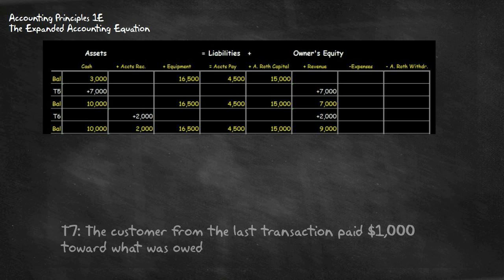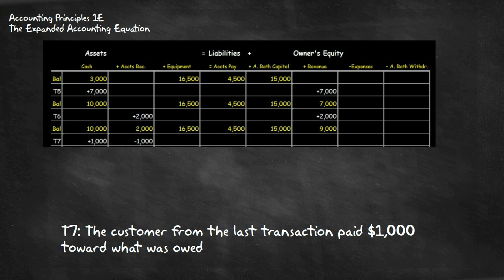Let's look at transaction 7. Your customer from the last transaction came to you and paid half of what they owed, which is $1,000. So, let's analyze that. The customer paid you, so you received cash. Thus, I know I'm going to increase my cash for $1,000. But what other account do I need to impact?